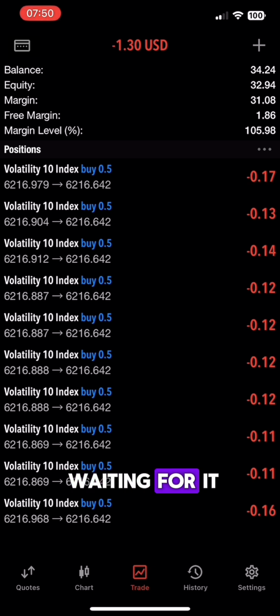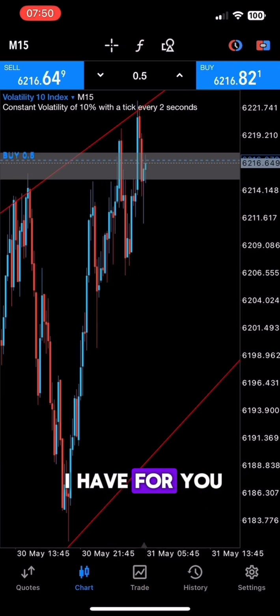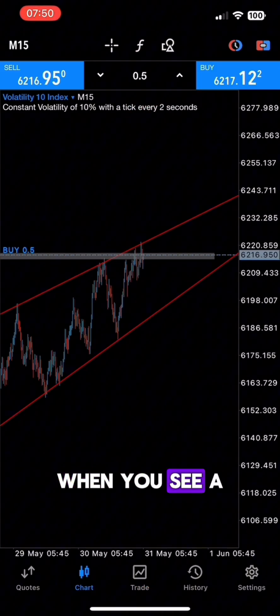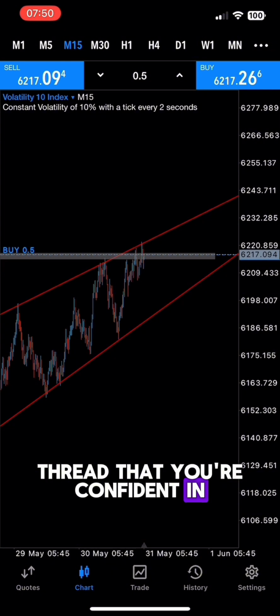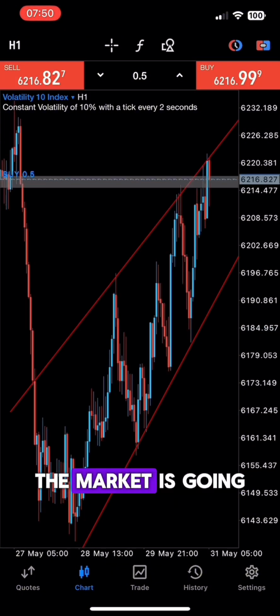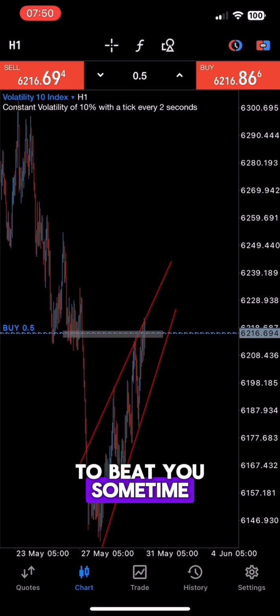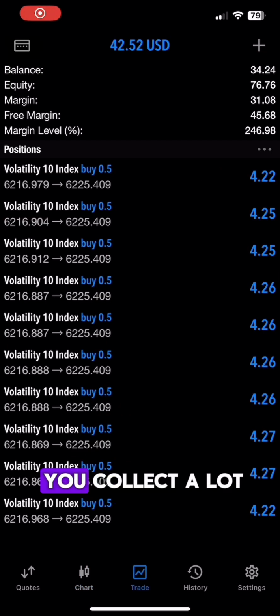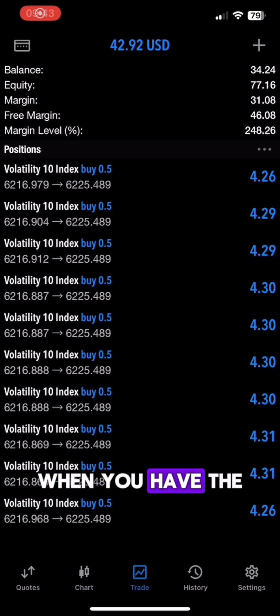While we were waiting, the first advice that I have for you today is, when you see a trade that you are confident in, please make sure that you maximize in that trade, because obviously the market is going to beat you sometime. So it's actually better that you collect a lot of profit when you have the chance.